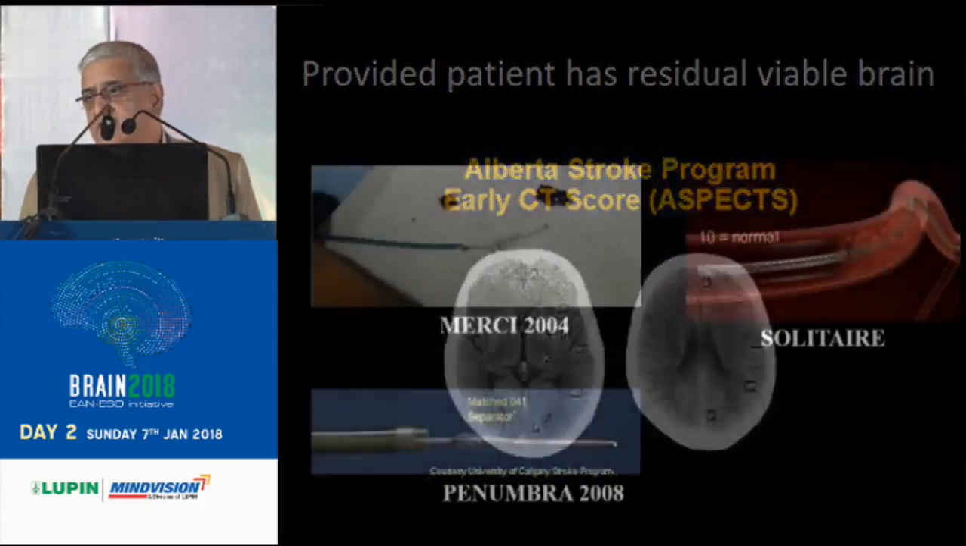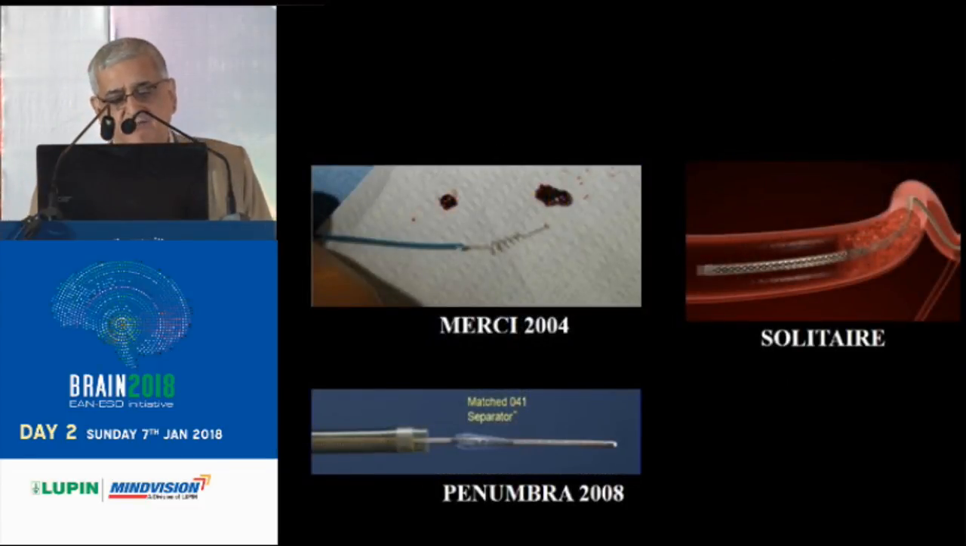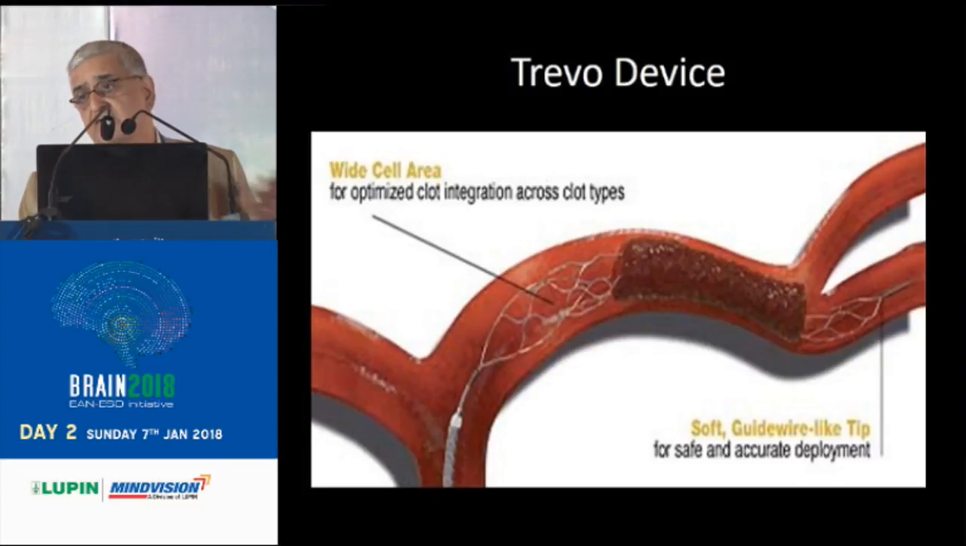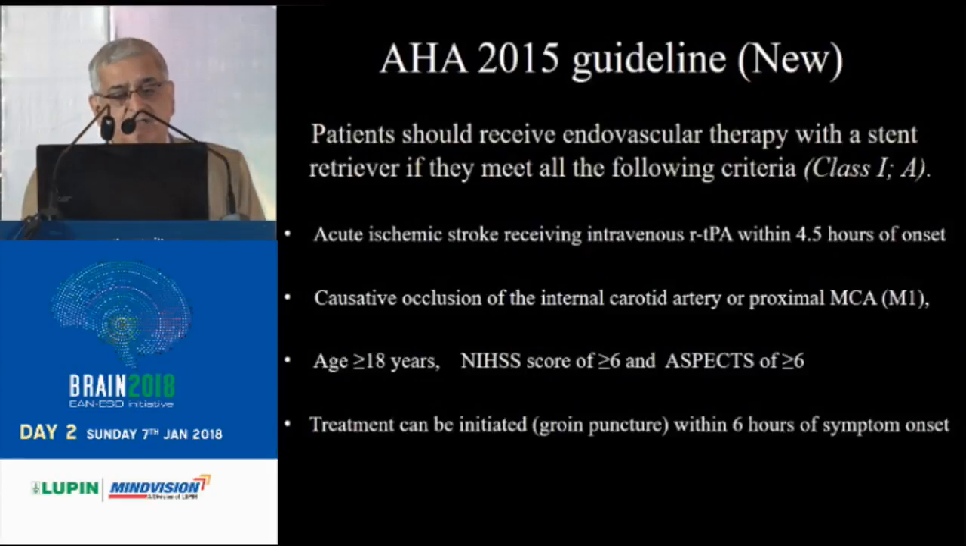Now, the devices have been improving over the course of time. It started with the Mercy device, Penumbra device, Solitaire device, and now the latest is the Trevo device. And these have made a huge difference in patients who have large vessel occlusion. So these are the AHA guidelines: patients should receive endovascular therapy with a stent retriever if they have already received tPA, if there is a demonstrable occlusion of an internal carotid artery or proximal MCA, the patient should be more than 18 years, and the NIHSS score should be more than 6, and ASPECT should be more than 6. And treatment has to be initiated within 6 hours.